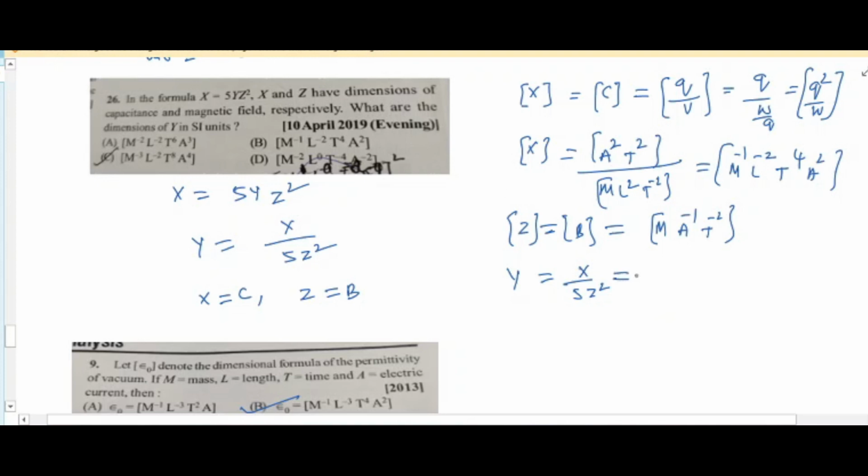This becomes X is M to the power of minus 1 L square T to the power of 4 by A square by Z square. This is M square A to the power of minus 2 T to the power of minus 4. Therefore, Y is equal to M to the power of minus 3 L square T to the power of 8 A to the power of 4. This is the dimensional formula for Y.